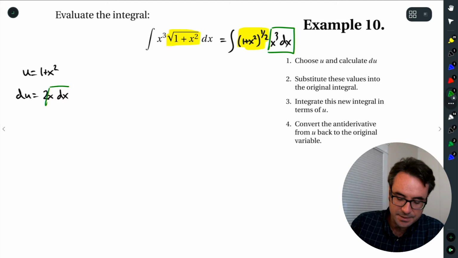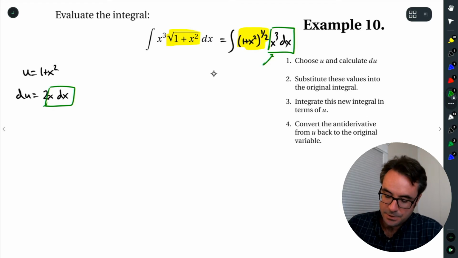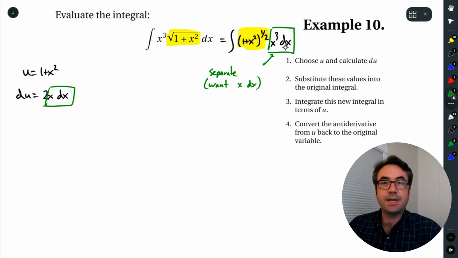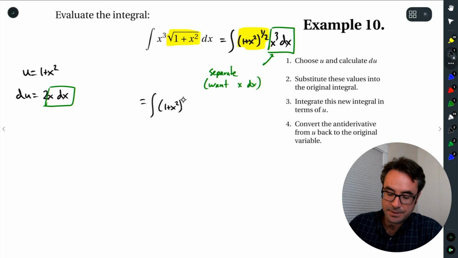So when we look at this, we have an x dx here. What we can do, though, is in this x cubed, separate off one of the x's. We want x dx, so we're trying to work with what we have. We want to produce an x dx here, so we break it up, split it up. We'll have the integral of 1 plus x squared raised to the 1/2 power, and then x squared times x dx.